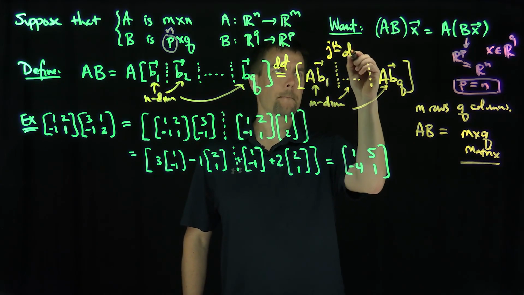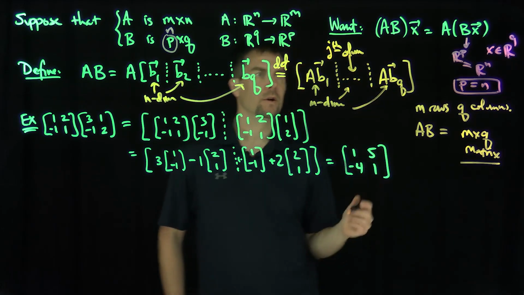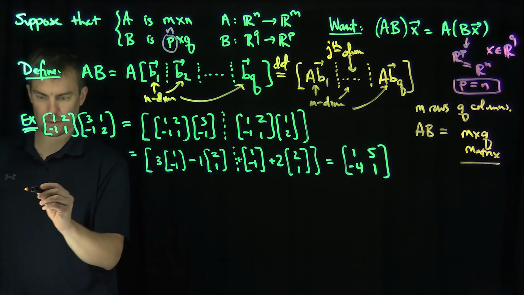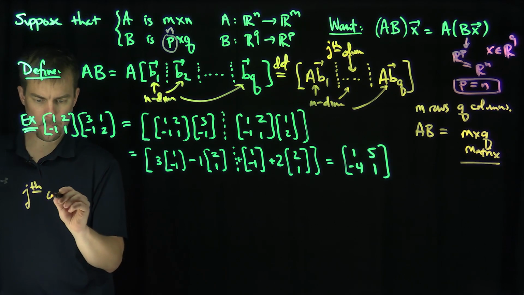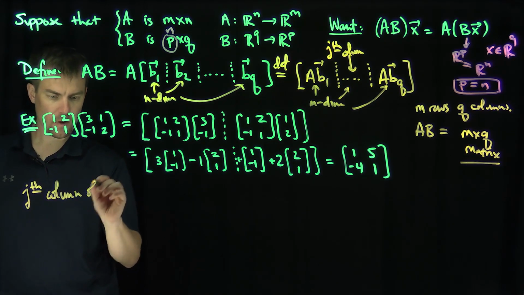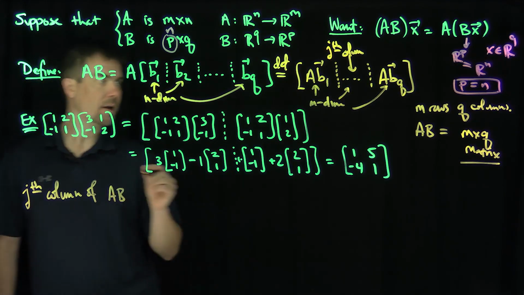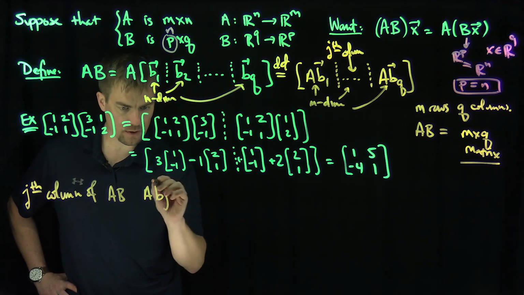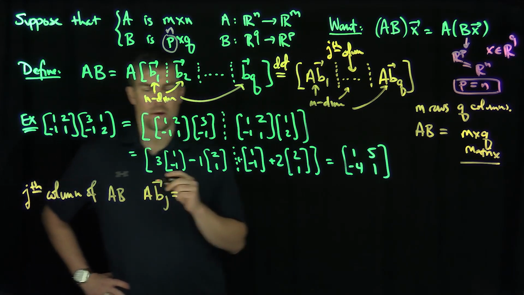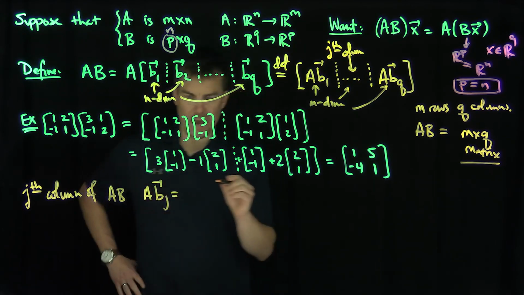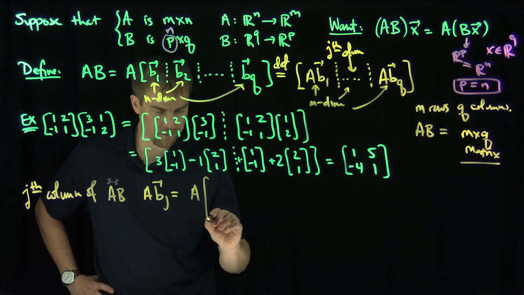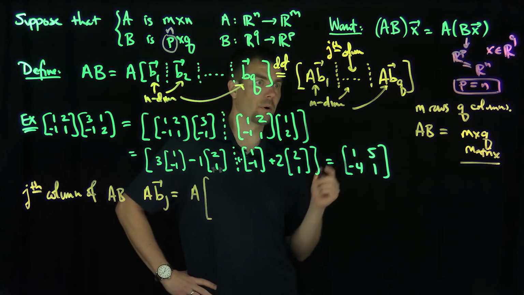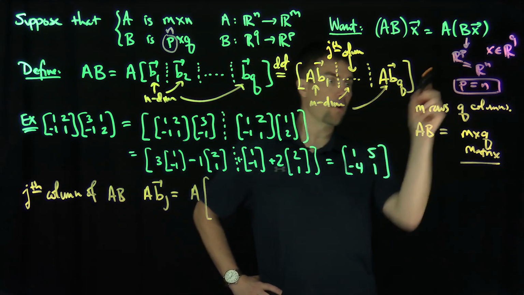The jth column is right over here. So the jth column of AB is going to be A applied to Bj, A applied to the vector Bj. Now, what will that be? I'm going to write it out as a full column. That's the jth column. And remember, B has these outputs over here.